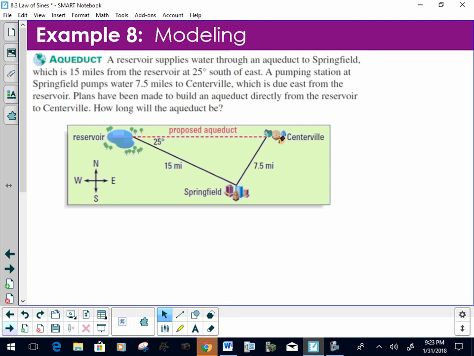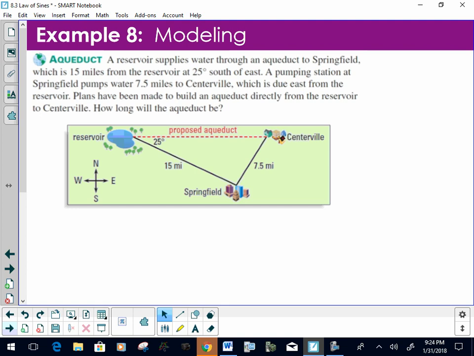So our question is, how much pipe do we need? How long is that proposed aqueduct going to be? What's going to be the cost of building it? I mean, we're not going to calculate the cost, but we're going to figure out how long it is, which would help them calculate the cost of building it.